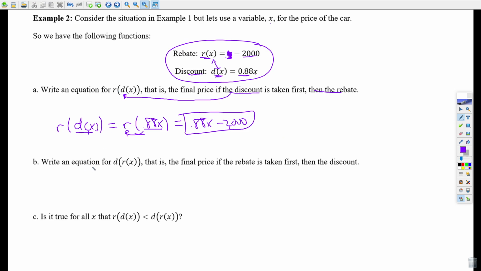Now the other way, write an equation for D of R of x. That would be if you take the rebate first and then the discount. All right, so rebate first, we're doing D of R of x. So it's D of, what's R of x? It's up here. Oh, delete that. Get rid of some of this. That would be x minus 2,000.